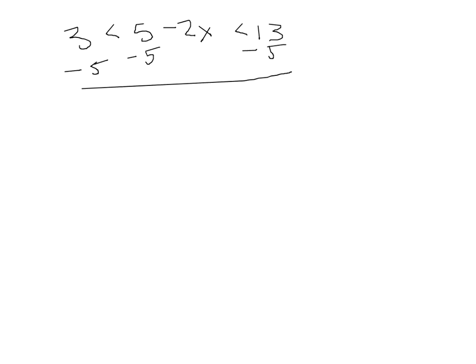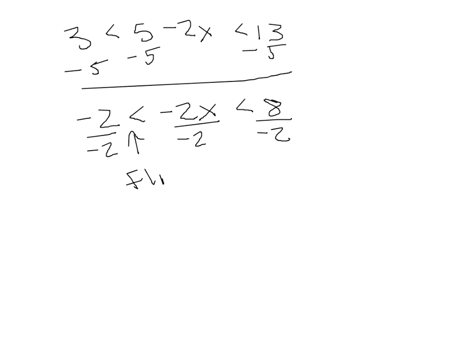Okay, one more compound inequality. Now this is an example where you can flip with a compound inequality just like you do with a regular inequality. So I start by subtracting 5 from the middle and the 2 ends. And so I get minus 2 is less than minus 2x is less than 8. Now I divide the middle by minus 2 and the 2 ends by minus 2. And when I do that, I'm going to flip both signs.